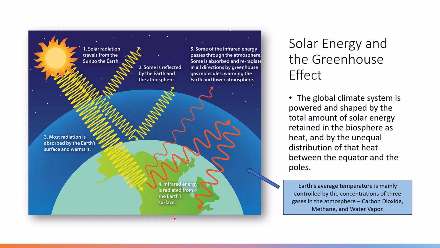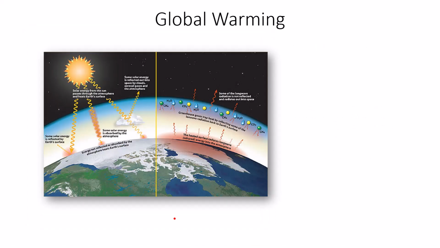So, Earth's average temperature is mainly controlled by the concentrations of three gases in the atmosphere: carbon dioxide, methane, and water vapor. We're going to look at that on this picture. You'll see that when you look at the right side of this image, there are CH4 molecules, the green ones. Those are the methane. You have little water drops, which are blue, which is H2O. That's the gas form of water.